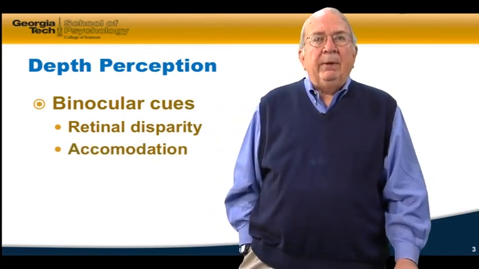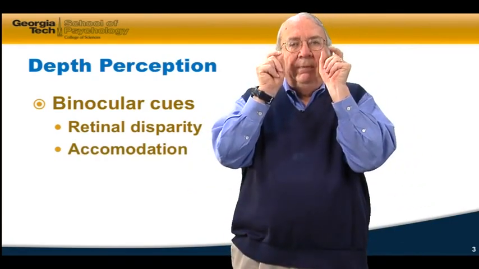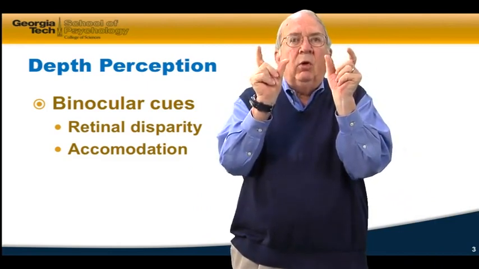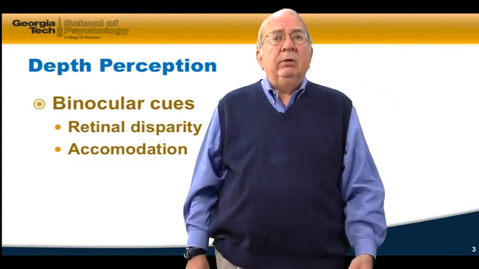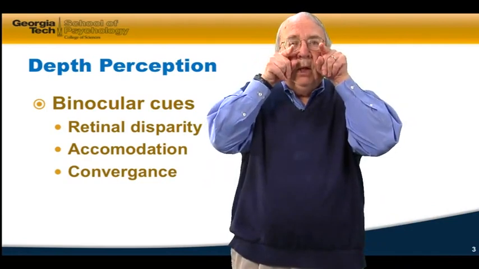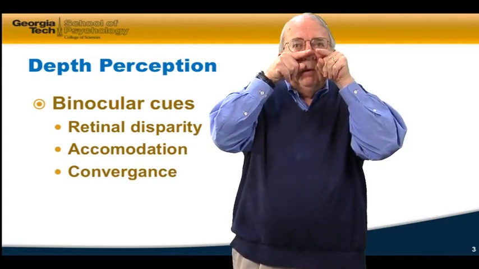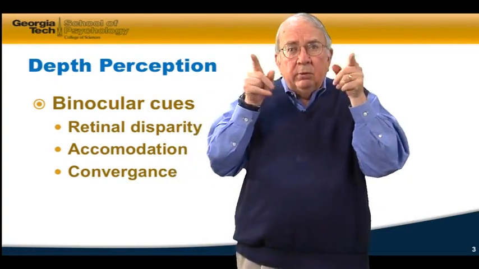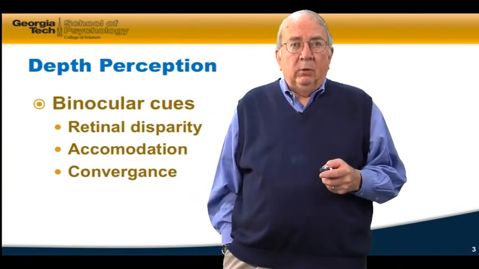There's also feedback from accommodation. That is, as information comes into the eyes, the lenses change their shape to focus the information on the back of the retina, and feedback from those muscles that control the lens actually provides us information as to how far something is from us, how much change they had to make with the lenses. And then there's convergence, and that's as something is closer, my two eyes, to focus on it, would have to converge closer to the object. If it moves away from me, they would separate. And thus I can use the feedback from those muscles controlling the direction the eyes are pointed to give me information about how far something is away.